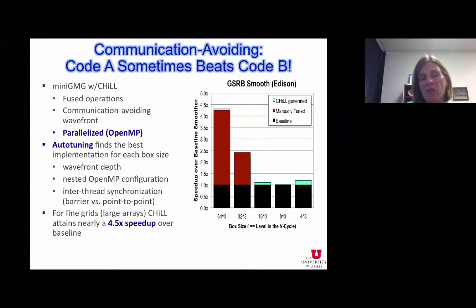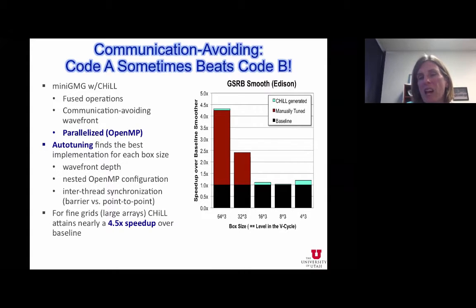Okay, and so what did we learn from this work? First of all, code A sometimes actually can beat code B, where code B is something manually tuned by an expert. The compiler can actually generate code that's faster. And why can a compiler generate code that's faster? It's because with manual tuning, the programmer is going to give up at some point and not do things that aren't going to pay off very much, but the compiler can explore those things. We're seeing a little bit of payoff, particularly at the small box sizes. At the small box sizes, there's not a lot of computation, so the manual tuner didn't really spend a bunch of time on that.